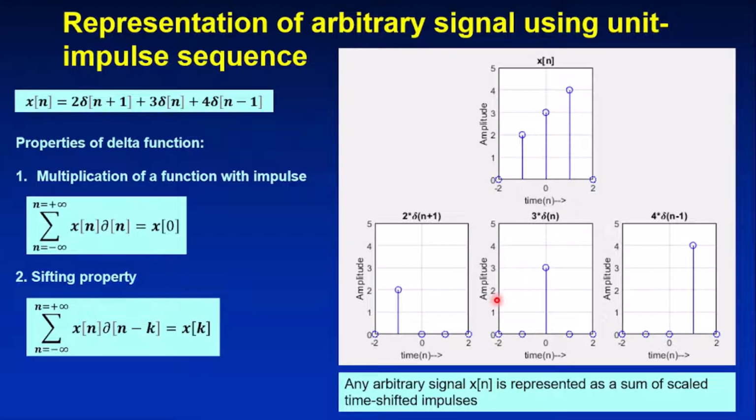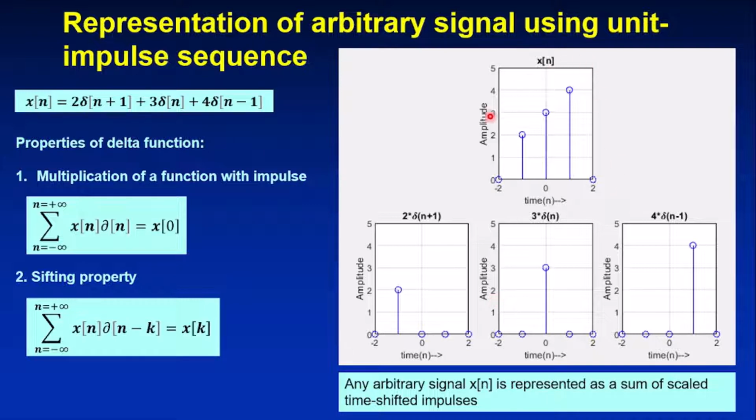Now any arbitrary sequence, for example x of n, can be represented in terms of impulse function. This is where the convolution formula begins. If you look at the convolution formula that we discussed in the first session of DSP lecture series, the starting point of this derivation is representing arbitrary signal in terms of impulses.